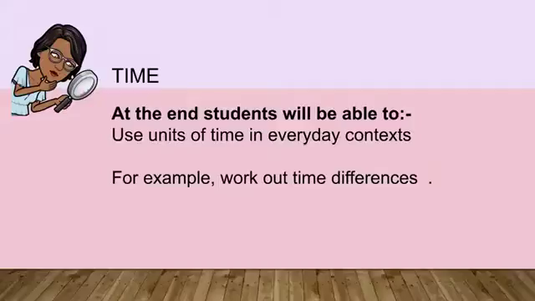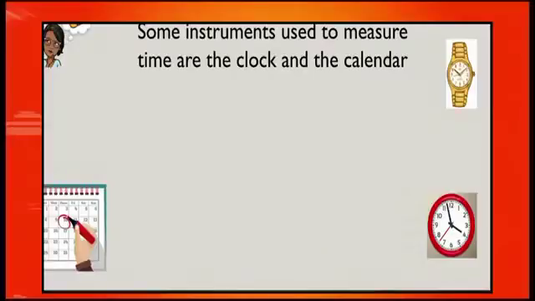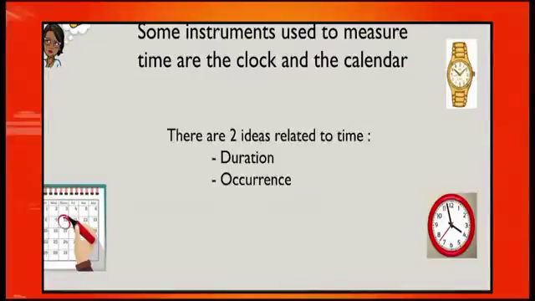So at the end, we expect that you will use units of time in everyday context. For example, we'll specifically be looking at working out time differences. Some instruments used to measure time are the clock and the calendar. And there are two ideas related to time, duration and occurrence. So we'll be looking at time in relation to duration and also in relation to occurrence.